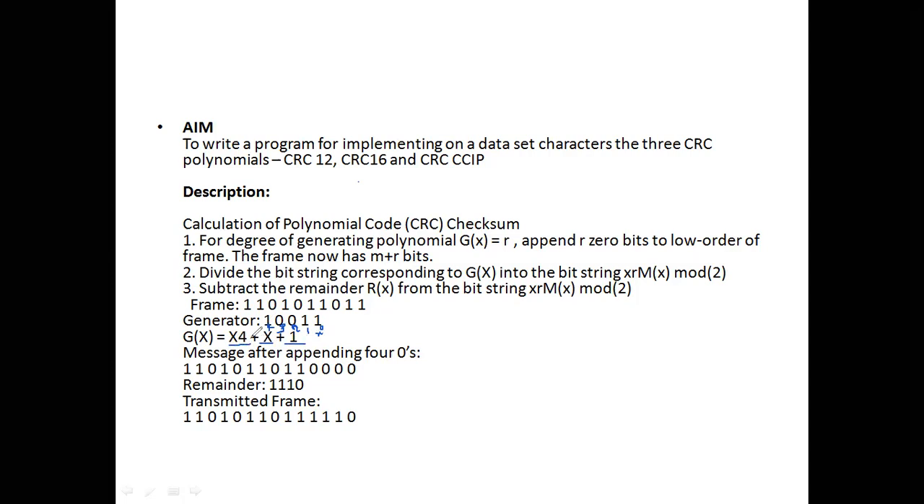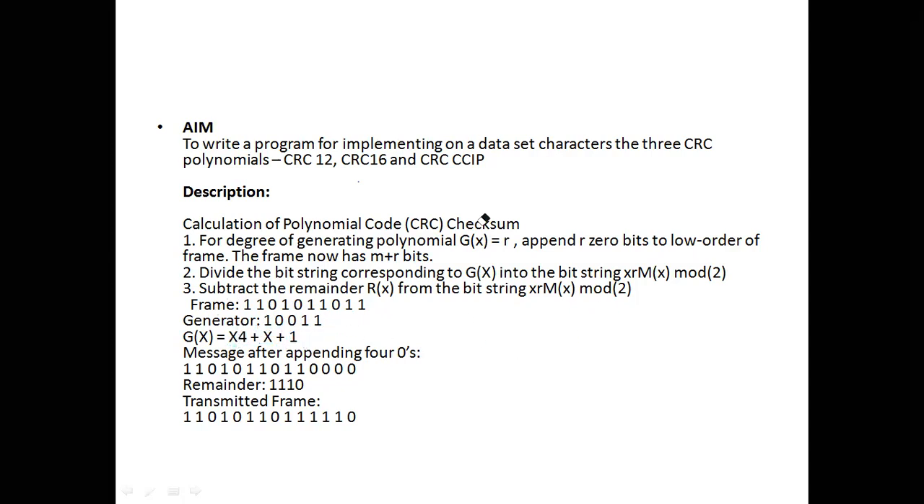That means these two are missing, so two zeros we can put. Okay, here x cube is missing and x square is also missing, so in that place we can put two zeros, and in the x place we can put 1, and the 1 place is also 1. So this is the generator. So this is CRC 4. Okay, right?